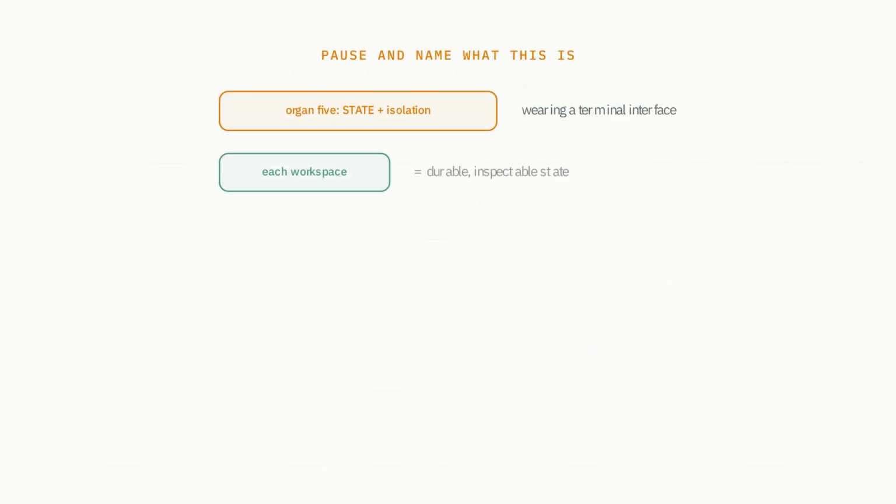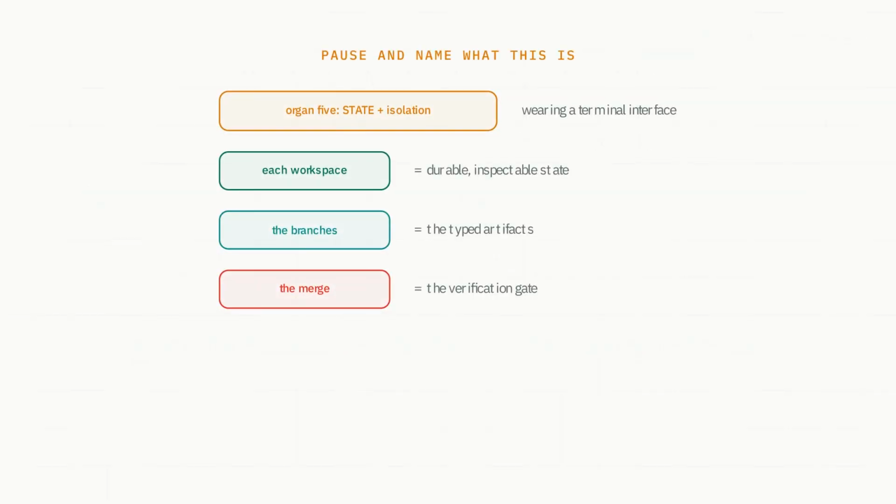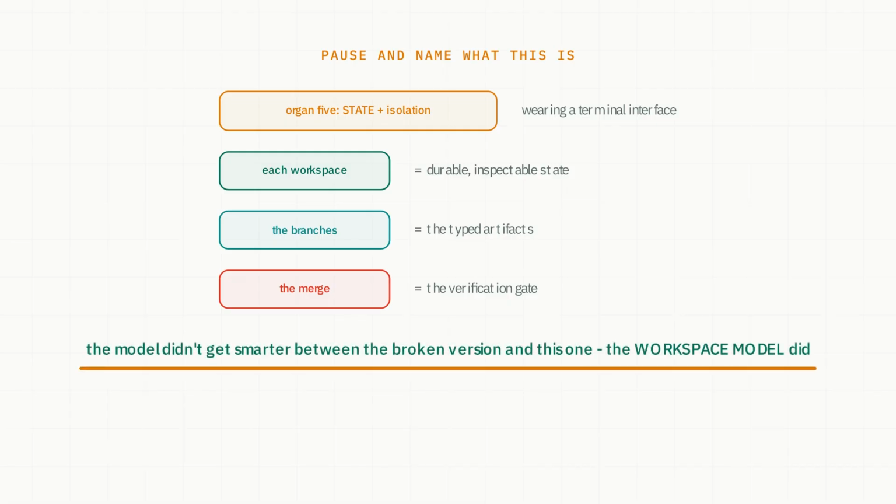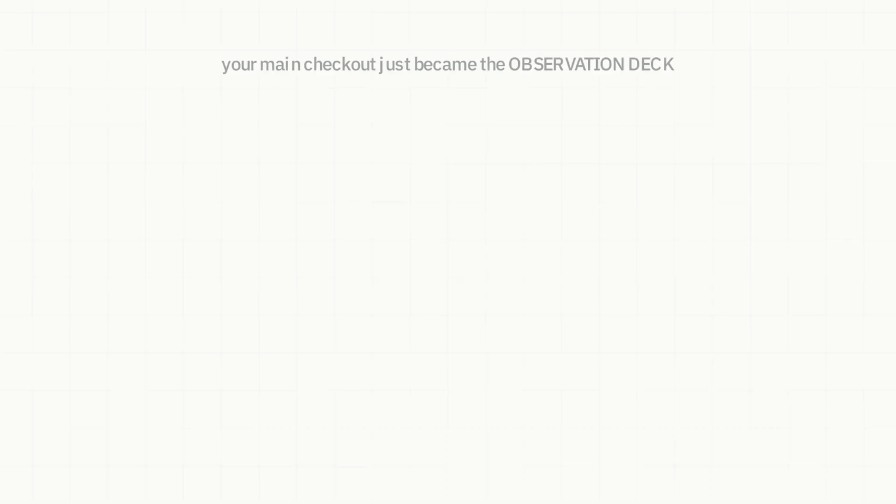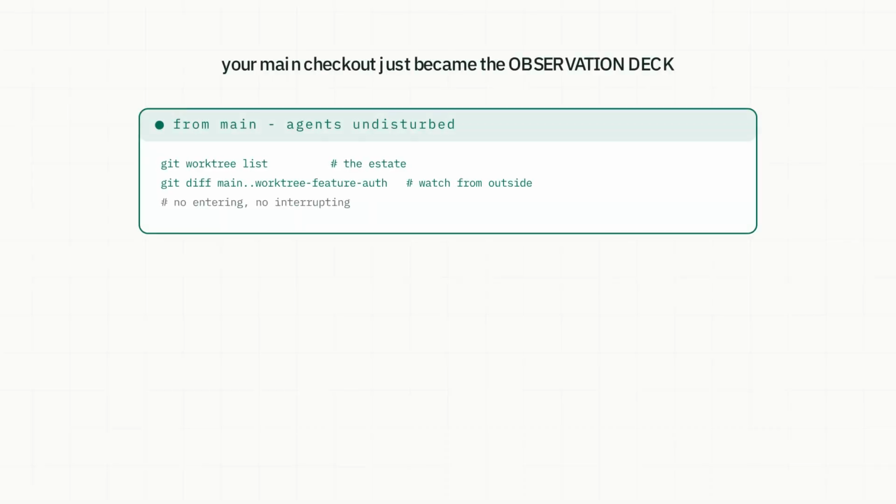Pause and name what this is because you've seen it before. This is Organ 5 from the anatomy video, State and Isolation, wearing a terminal interface. Each agent's workspace is its own durable, inspectable state. The branches are the typed artifacts, the merge is the verification gate. The harness theory wasn't abstract, it's running in your 2 terminals right now. When the anatomy video said long-horizon safety is a harness guarantee, not a model capability, this is what that looks like in practice. The model didn't get smarter between the broken version and this one. The workspace model did. And notice the role your main checkout just acquired. It's the observation deck.